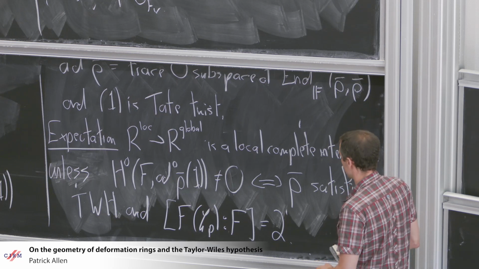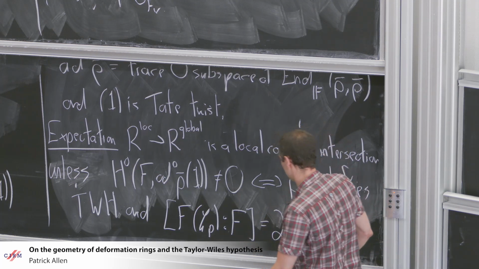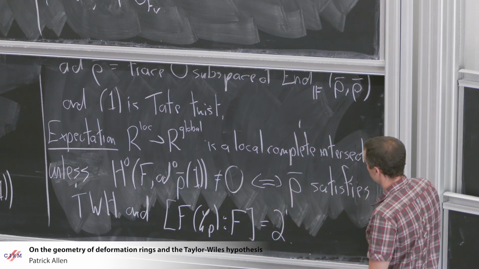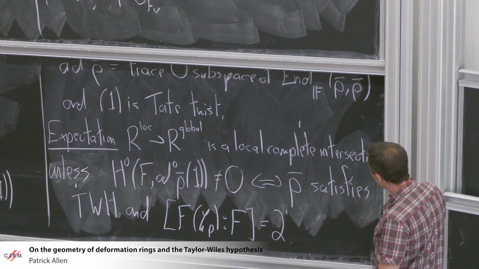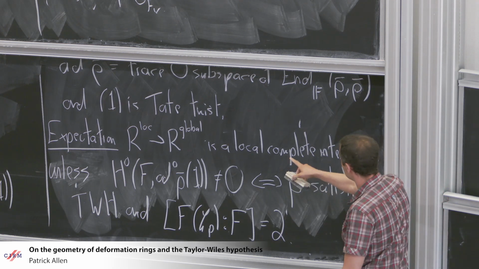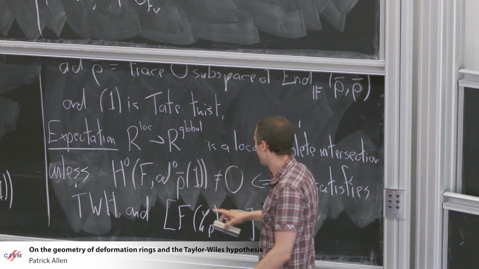Oh, yeah. So I changed this to not equal to 0. You assume that to start with it satisfies the Taylor-Wiles hypothesis, and then this being 0 is equivalent to what George says. Yeah. So I wanted to write that this is a complete intersection unless this is non-zero. And then, I agree, it's awkward.